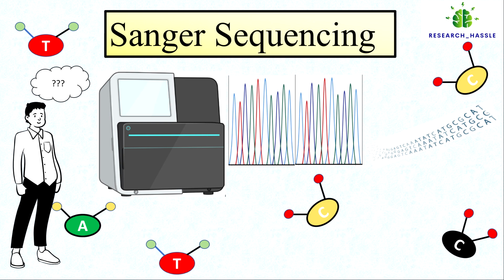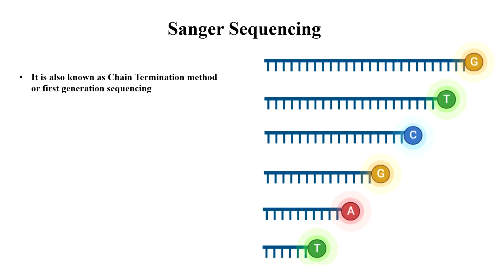In this video, I'll be talking about the principle of Sanger sequencing. Sanger sequencing is also known as the chain termination method or the first generation sequencing. Why it is called the chain termination method, we will discuss shortly.